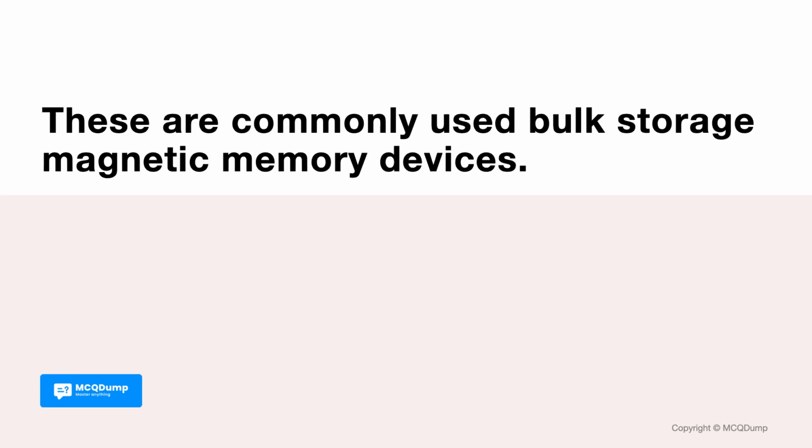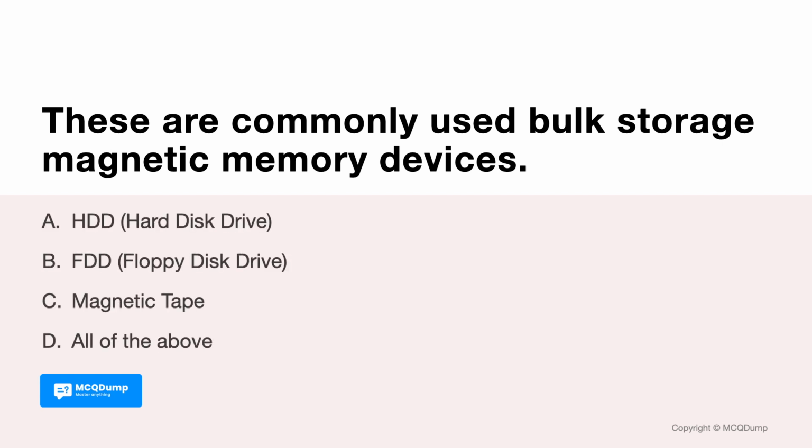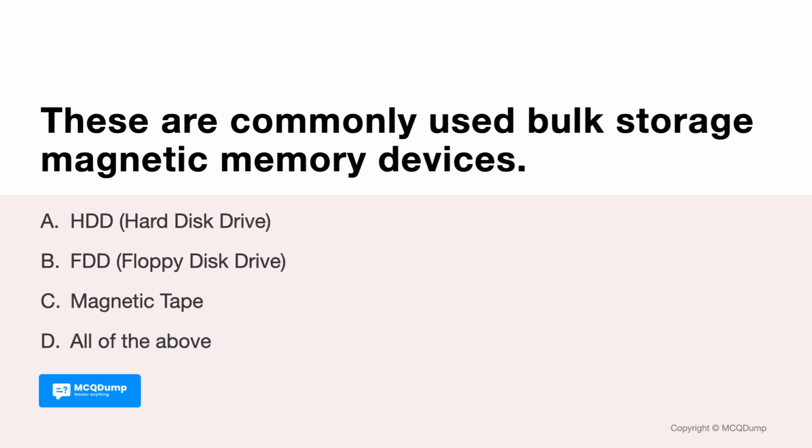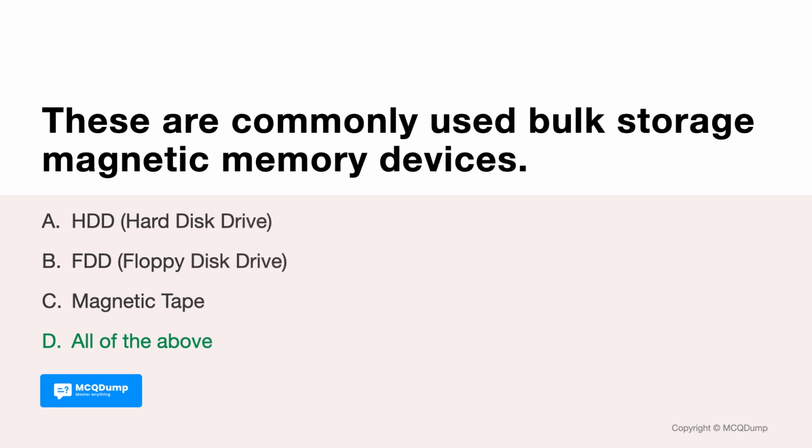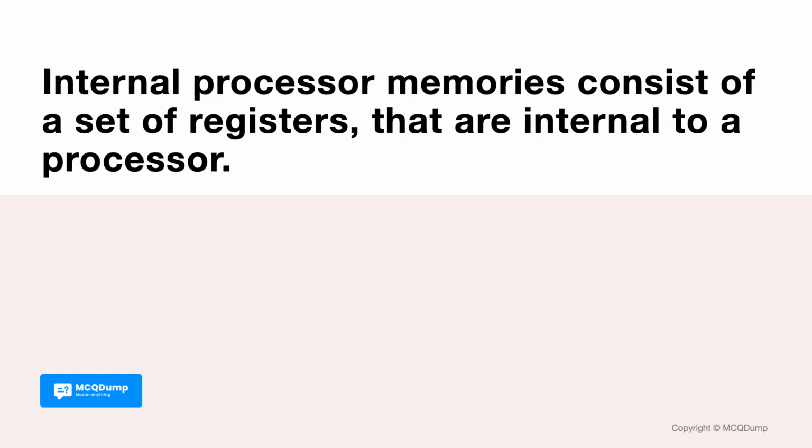These are commonly used bulk storage magnetic memory devices. Options are A. HDD, hard disk drive. B. FDD, floppy disk drive. C. Magnetic tape. And D. All of the above. Answer is D. All of the above. Hard disk drives, FDD and magnetic tape are commonly used bulk storage magnetic memory devices.